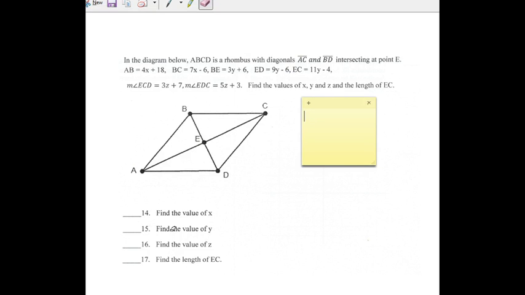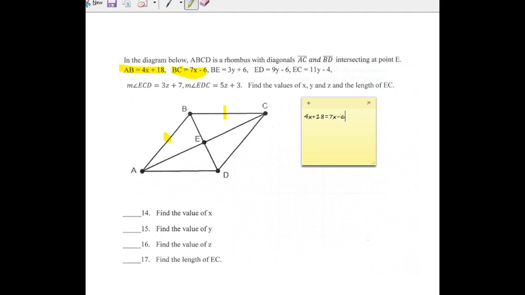Okay, for problems 14, 15, 16, 17, they're the same for honors and the regular classes. So we are given AB is right here, and it is congruent to BC, which is right there. That means these two things will be set congruent, and we can start with that. So the equation for those two is that 4x plus 18 has to equal BC, which is 7x minus 6.